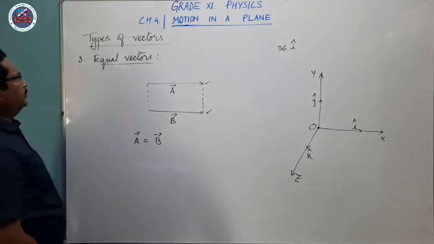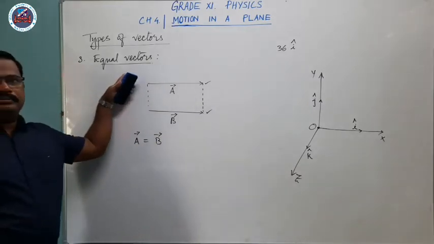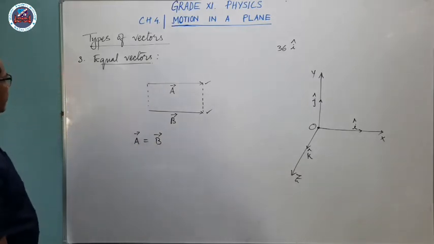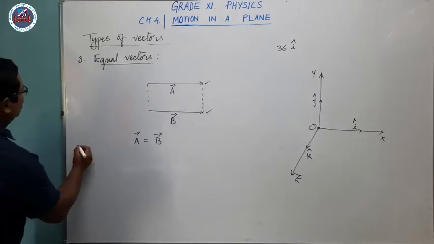This represents equal vectors. Then let us talk about the null vector.